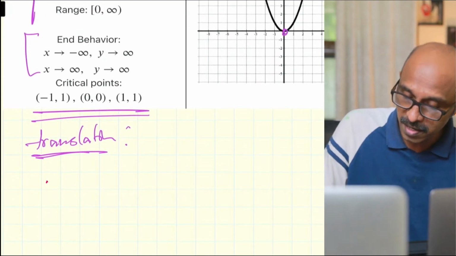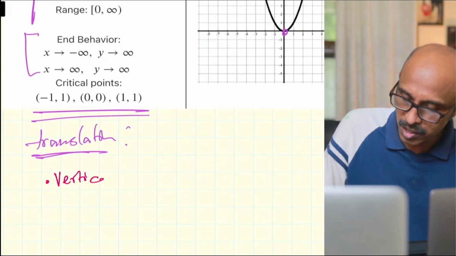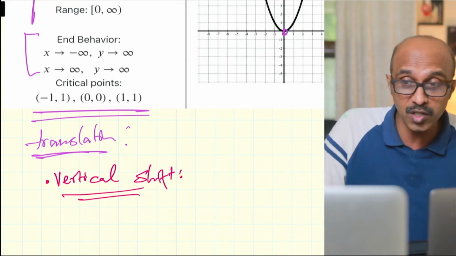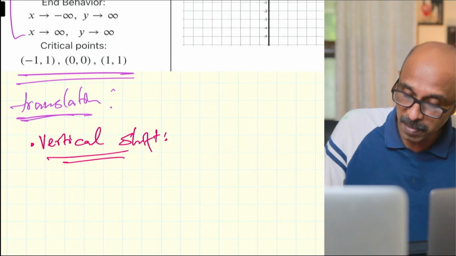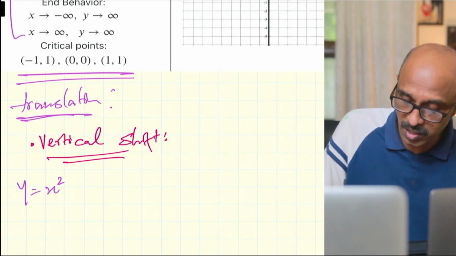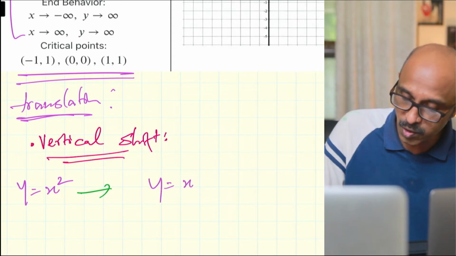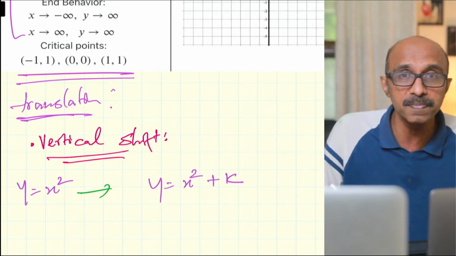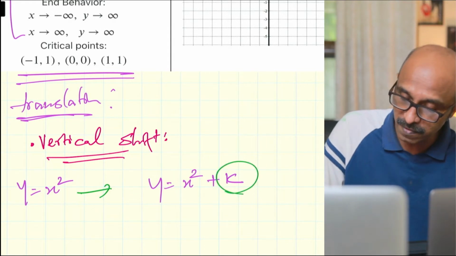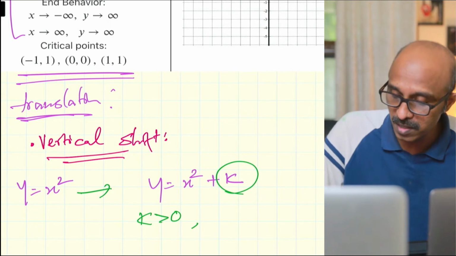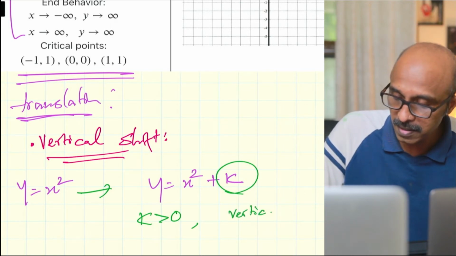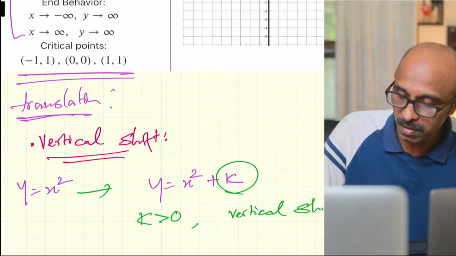So if I say vertical shift, I can generalize the observation that we just saw on the calculator and say that when the parent function is y equals x squared, it becomes something like this, y equals x squared plus k. We observe that when k is a positive number, we have a vertical shift upwards.